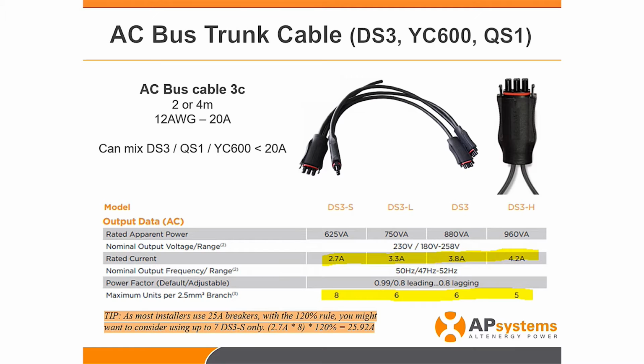But just be mindful, if you're in Tasmania and try to use 8 DS3S on one trunk, and I can't remember the name of the body in Tasmania, they come and say this is 25.9 amps. You have to change the breaker or you have to take one inverter off. So that's why I mentioned that, so you don't have to waste time getting things changed. Thanks for that, Ravi. Thanks, Nigel.